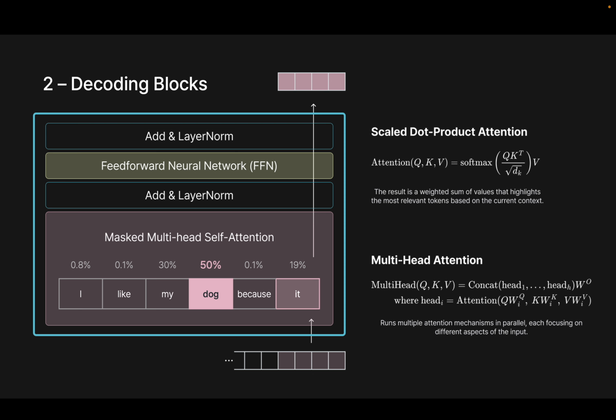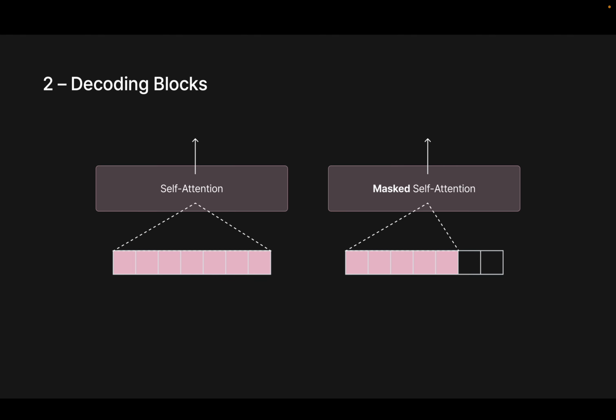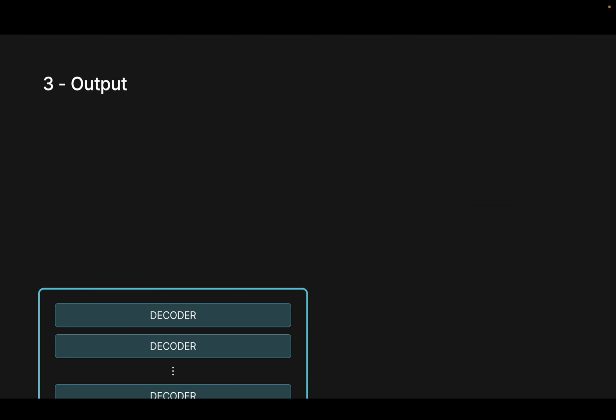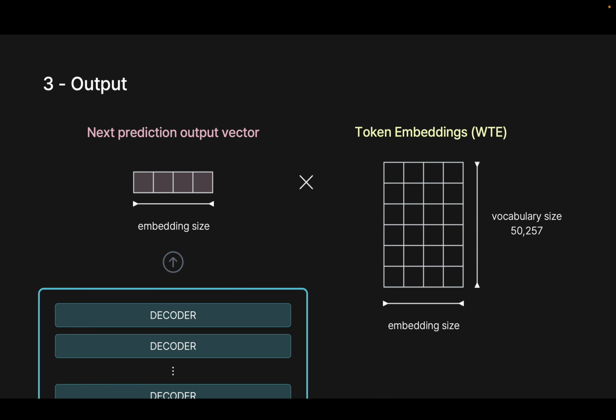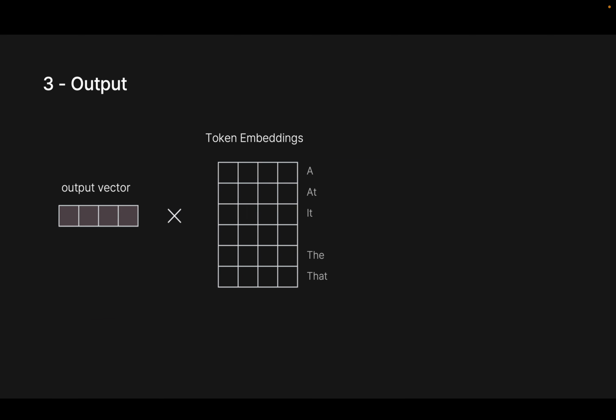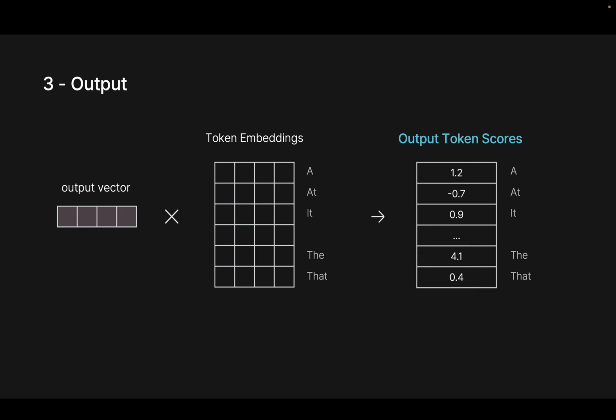What makes GPT autoregressive is the masking in self-attention. In GPT, we apply a mask so that each position can only attend to the past and present, ensuring the model cannot cheat by seeing future tokens. Finally, after passing through the decoder stack, the model produces an output vector. This vector is then multiplied by the token embedding matrix and produces a score for each possible token.